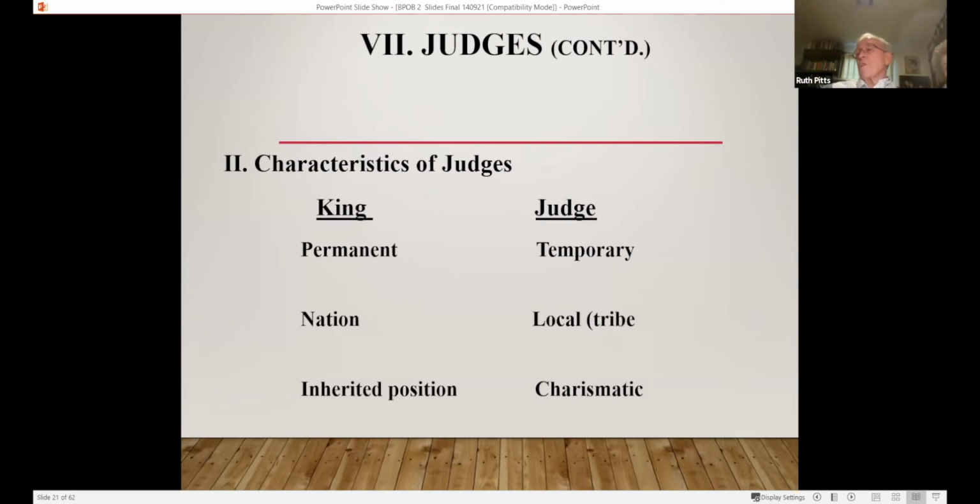And this is why we use the term charismatic. Charisma simply means a gift. And we talk about charismatic political leaders or military leaders or charismatic figures in society. And that's how these judges are legitimated. All right.